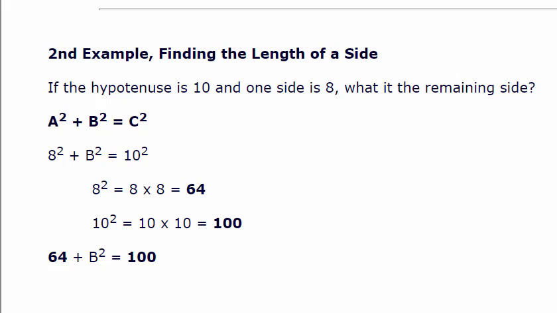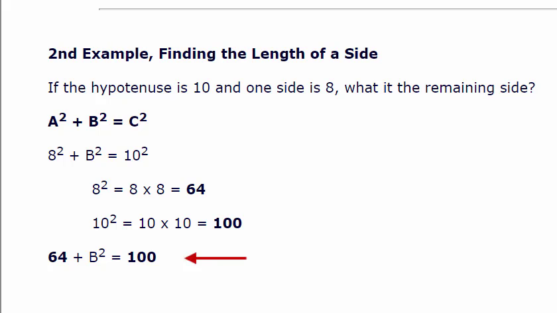The second example is more tricky. If the hypotenuse is 10 and one side is 8, what is the remaining side? So you have a squared plus b squared equals c squared. So you have a squared, which equals 8 squared, plus b squared. You don't know what b is, and you know what c is, which is the hypotenuse 10 squared. So 8 squared is 64, 10 squared is 100, and your equation comes to 64 plus b squared equals 100. So how do we find out what b squared is? Because that's the purpose of this problem.